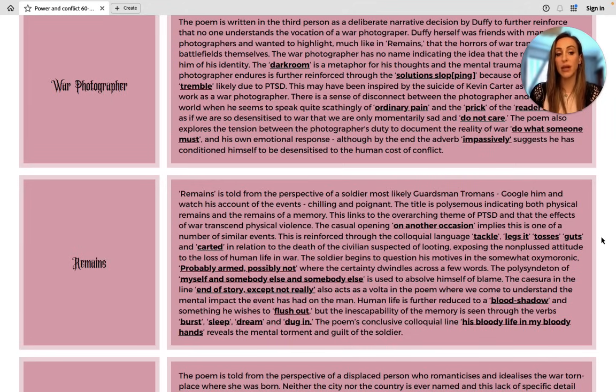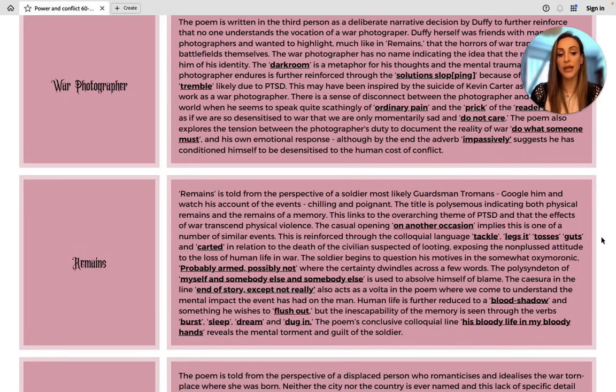The title is polysemous, indicating both physical remains and the remains of a memory. This links to the overarching theme of PTSD and that the effects of war transcend physical violence. The casual opening "on another occasion" implies that this is one of a number of similar events. This is reinforced through the colloquial language "tackle", "legs it", "tosses", "guts" and "carted" in relation to the death of a civilian suspected of looting, exposing the nonplussed attitude to the loss of human life in war.